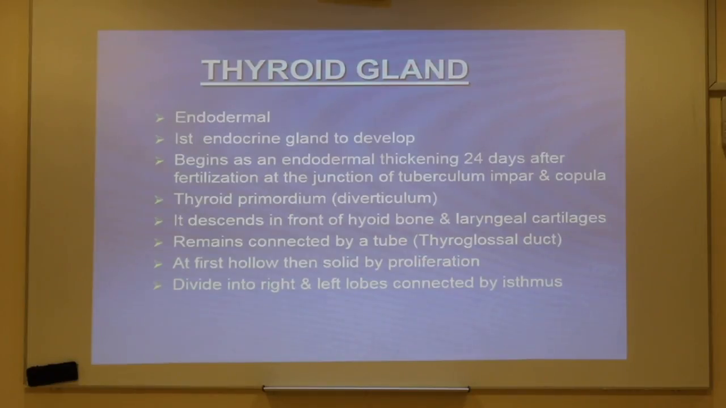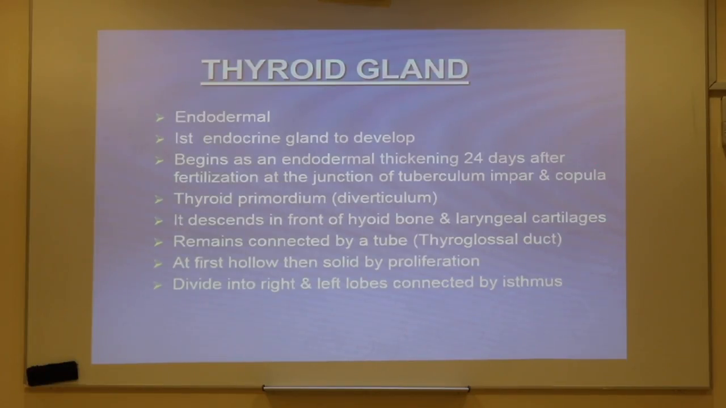Then we come to the thyroid gland. We have talked about the superior parathyroid, inferior parathyroid, thymus gland development. Now we are coming to the development of the thyroid. So the thyroid is also endodermal in origin. It is the first endocrine gland to develop. It begins at the 24th day after fertilization at the junction of the tuberculum impar and copula.